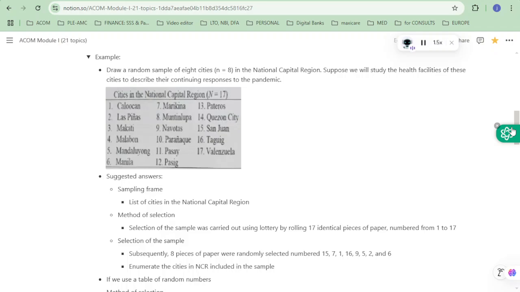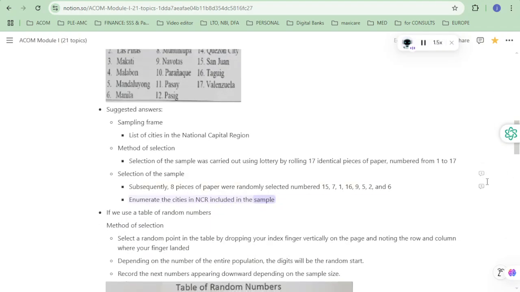Suggested answers. Sampling frame: list of cities in the national capital region. Method of selection: selection of the sample was carried out using lottery by rolling 17 identical pieces of paper, numbered from 1 to 17. Selection of the sample: subsequently, 8 pieces of paper were randomly selected, numbered 15, 7, 1, 16, 9, 5, 2, and 6. Enumerate the cities in NCR included in the sample.